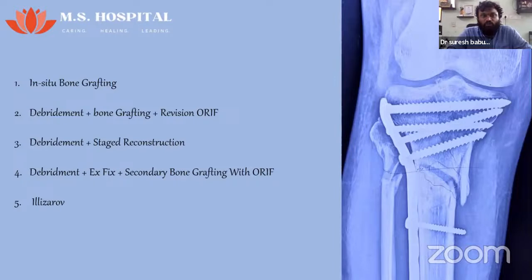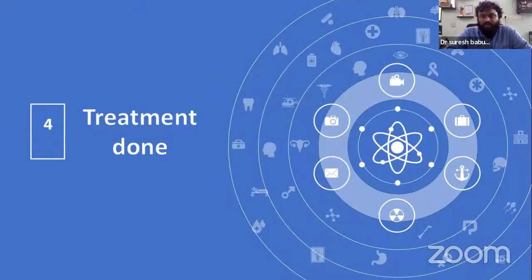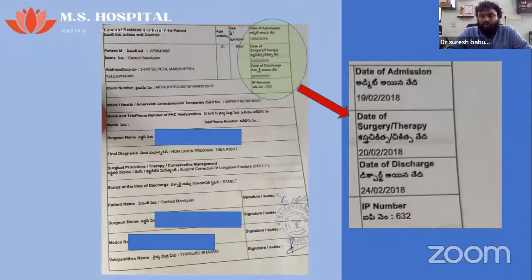We either go for in situ bone grafting, or do a debridement, then put a bone graft and revise the plate, or go for a debridement and a staged reconstruction, that is the Masquelet two-stage reconstruction, or we remove the plate, put an ex-fix, do a thorough debridement, and then go for a secondary ORIF with bone graft. Or lastly, the best would be Ilizarov. But what we have done, in the month of February of 2018, that is 6 months after the initial surgery, is we took this patient to the OT.